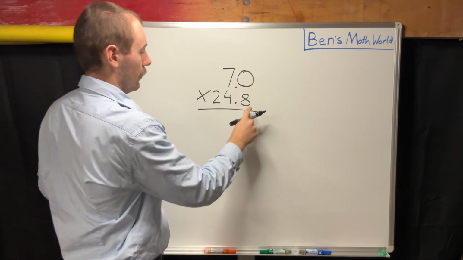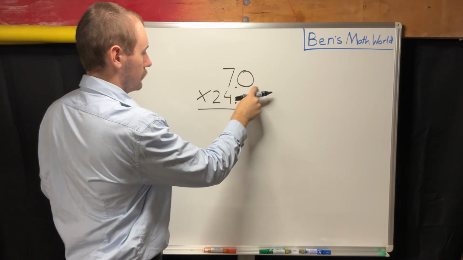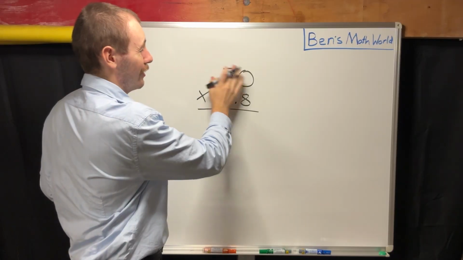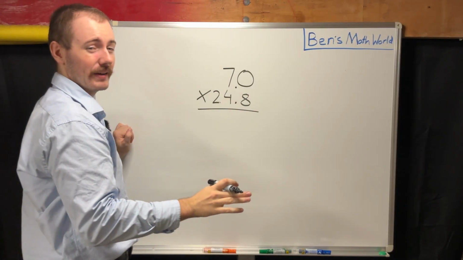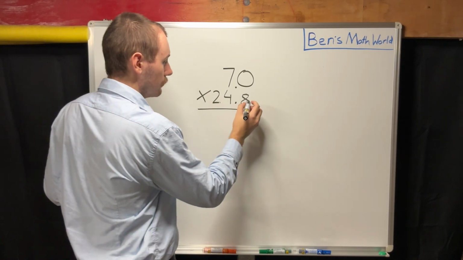So let's go for it now. We're going to do 8 times 0, 8 times 7, 4 times 0, 4 times 7, 2 times 0, 2 times 7. So we're just multiplying by that 0, but it makes it a lot easier to look at. Okay, guys, you'll understand soon.